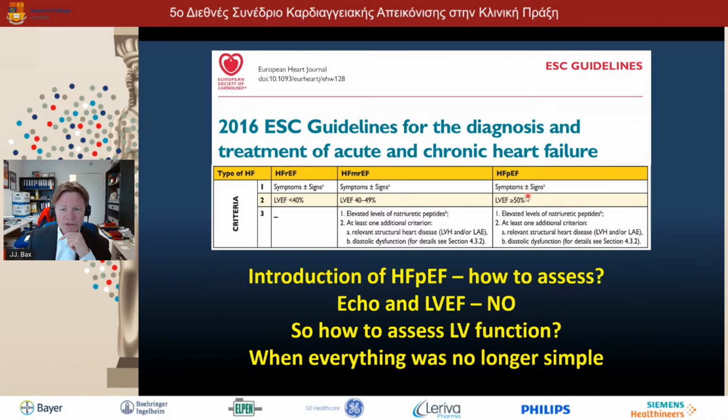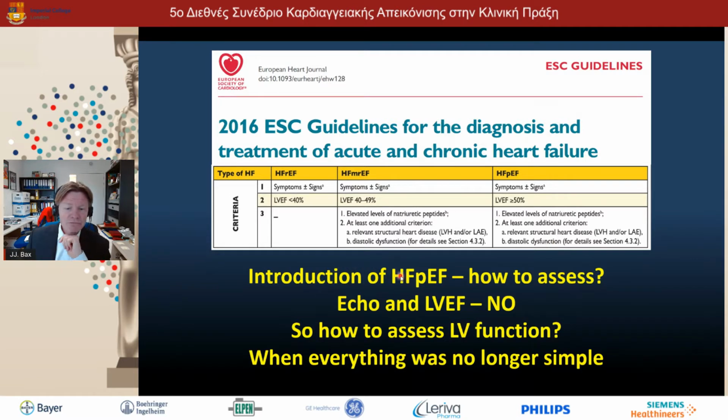Symptoms and signs, ejection fraction equal or more than 50%, elevated levels of peptides, and at least one other criterion, which is relevant structural heart disease, LVH, or, as Petros mentioned, left atrial enlargement, and/or diastolic dysfunction.